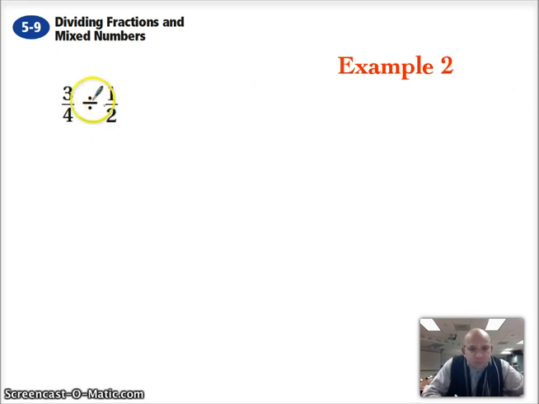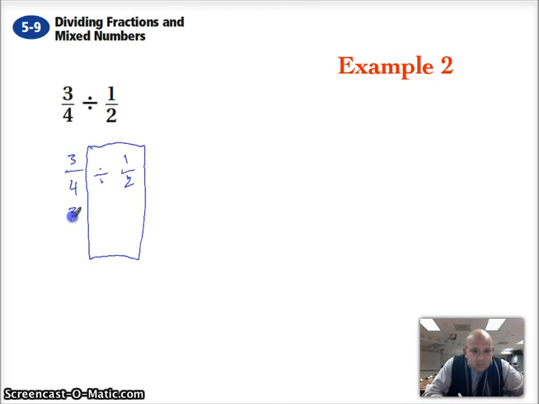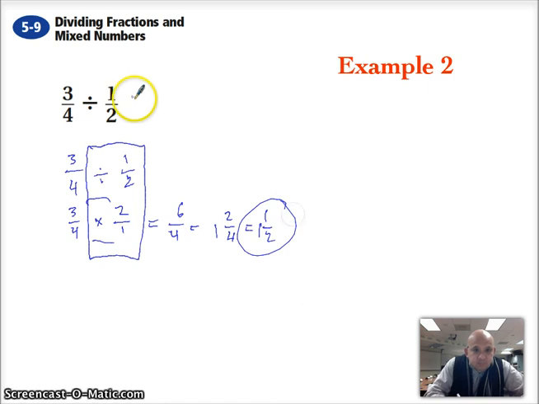Let's look at the next one. Here we have again 3/4 divided by 1/2. I'm going to rewrite it, and then I'm going to put a box around it. Put the 3/4 on the outside. It doesn't change. Everything within the box changes. Division changes to multiplication. The 1/2 changes to the reciprocal of 1/2, which is 2 over 1. Now we multiply it out. 6 over 4 equals 1 and 2/4, or 1 and 1/2. So 3/4 divided by 1/2 is 1 and 1/2.